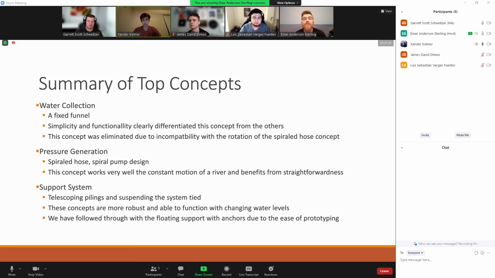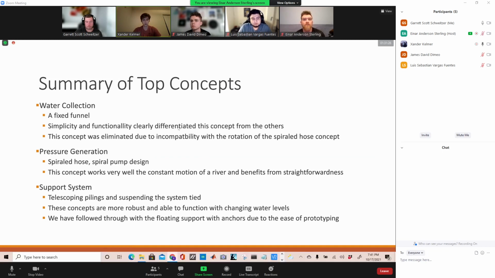For water collection, while the fixed funnel seemed to be the best solution because of its simplicity and functionality, we ended up not going with this concept because it was incompatible with our pressure generation concept, which was deemed more important to the product design as a whole. The spiral hose design is very beneficial because it works well with the constant motion of the river, and it's fairly straightforward as a design.